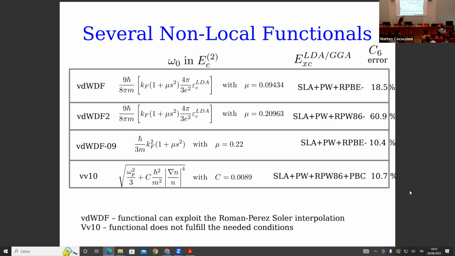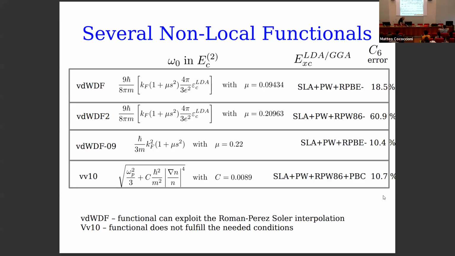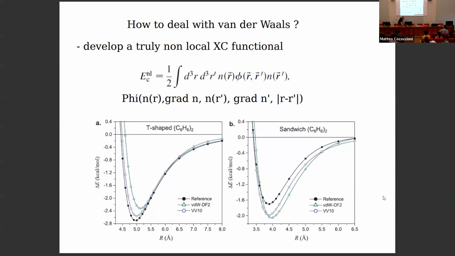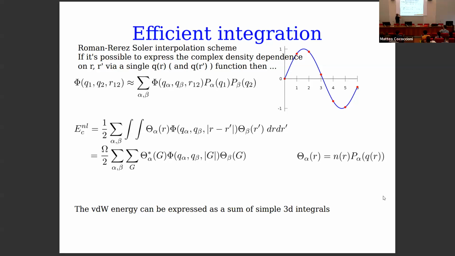But there is a technical point associated to the fact that this is a six-dimensional integral, so in principle it is expensive to compute. And then Román Pérez and Soler introduced an interpolation scheme in which this function phi that depends on omega 0 and on the distance is interpolated.